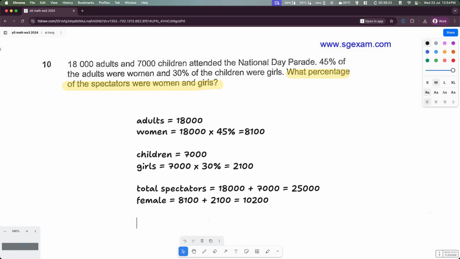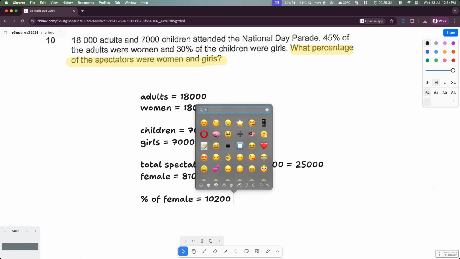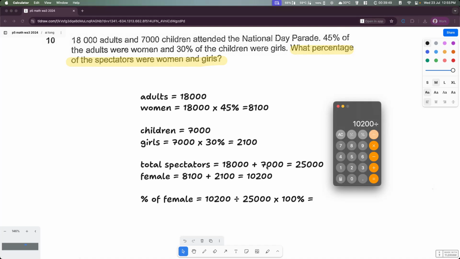Okay, so percentage of female is equal to 10,200, and then we divide it by the total spectators. Okay, so divided by 25,000, and then times 100%. Okay, so if I were to do this in the calculator, we divide it by 25,000, and then times 100%.